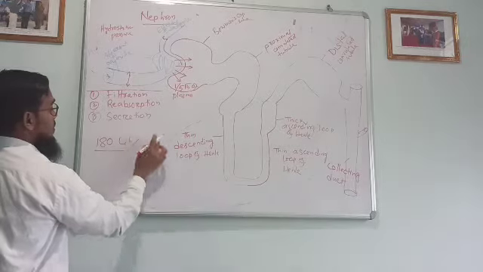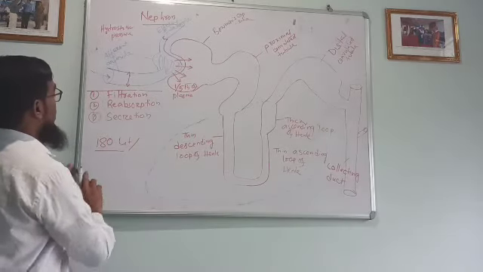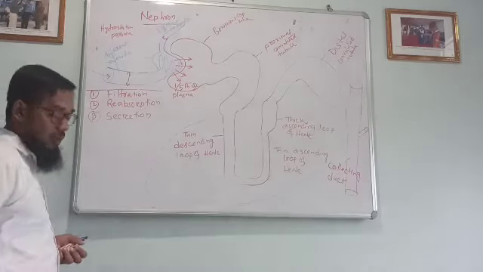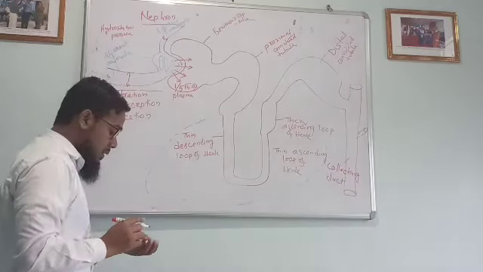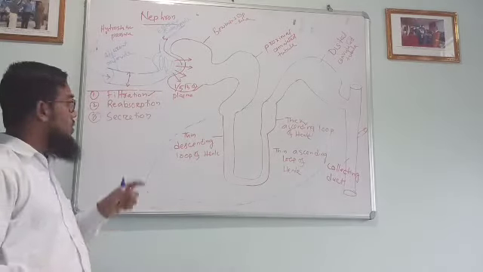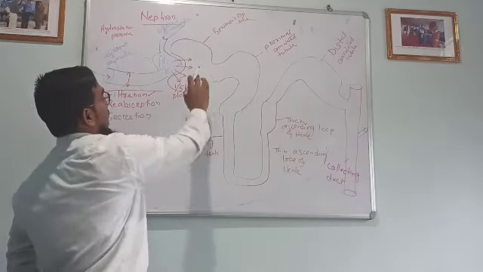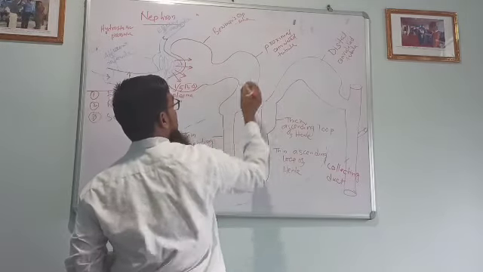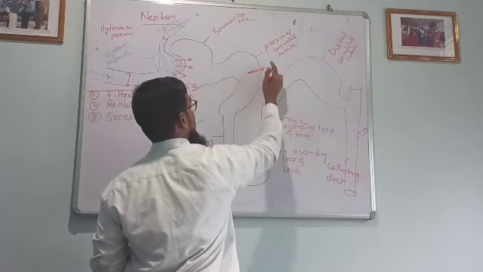180 liters of blood are filtered by the Bowman capsules. After filtering here, that is called filtration. The first function of the nephron is filtration, where everything is filtered. Next, after filtration, the proximal convoluted tubule will reabsorb from this filtered fluid.